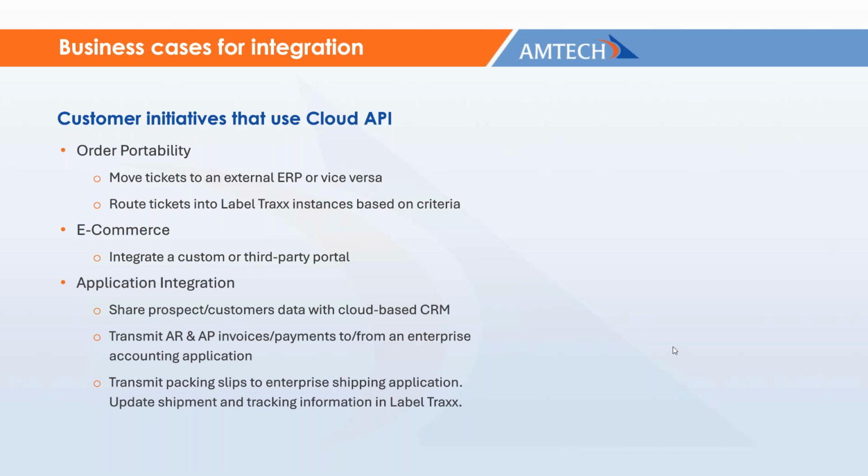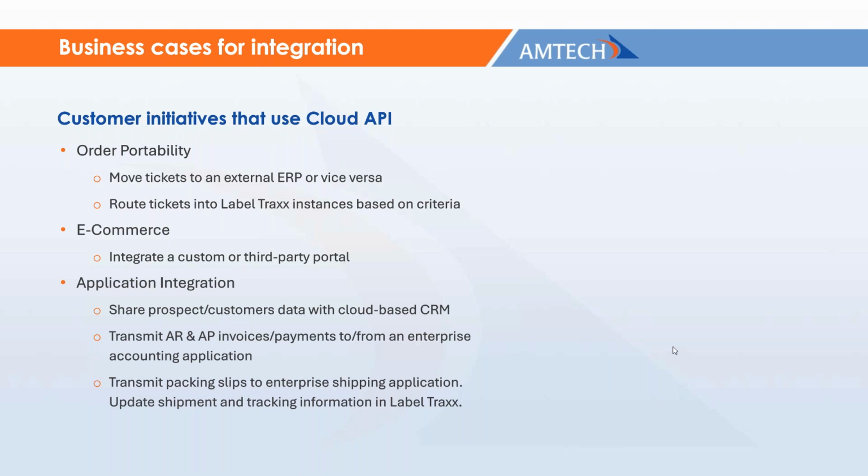The next bullet, e-commerce. We've also had customers that want to be able to provide a very bespoke or custom online order interface that talks to Label Traxx. So they would take in orders for custom products or stock products, and then send them through the Cloud API into Label Traxx for production. And then the e-commerce site would also interact to provide status information about those tickets and information about the shipment when production is complete.